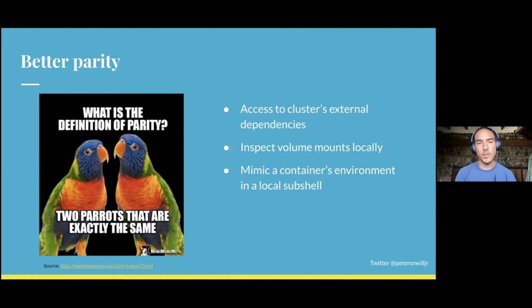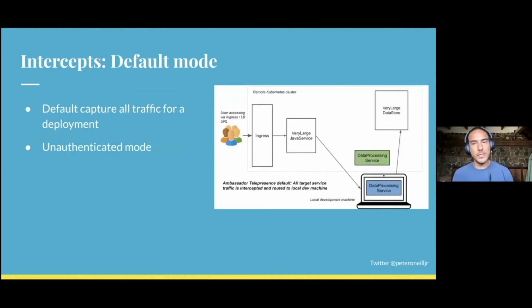And so the default mode of Telepresence is the intercept. I've touched on this a couple of times, and now here's a graphic to show this a little more clearly. Once you start an intercept in the default mode, which is the unauthenticated mode, all traffic for a specific service is affected. Particularly here, we're showing the data processing service, which is a demo app, our EduCorp demo app that we like to use a lot.